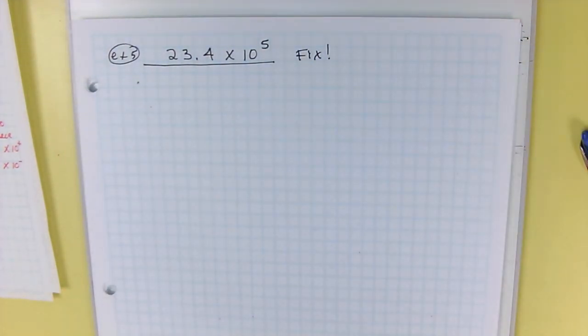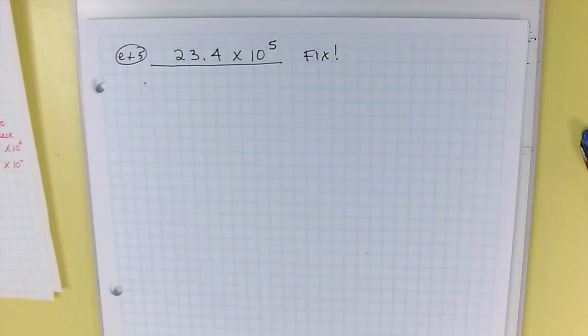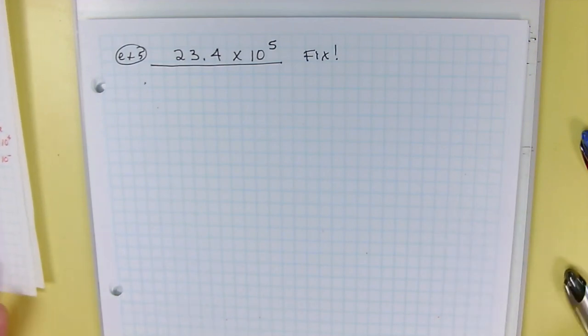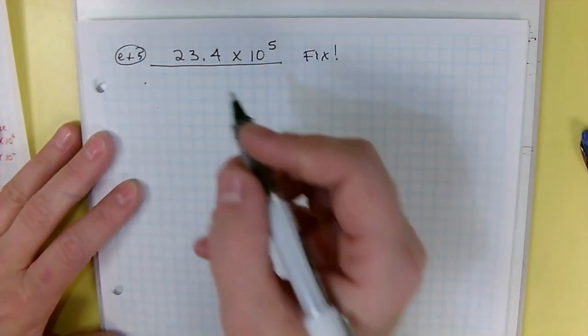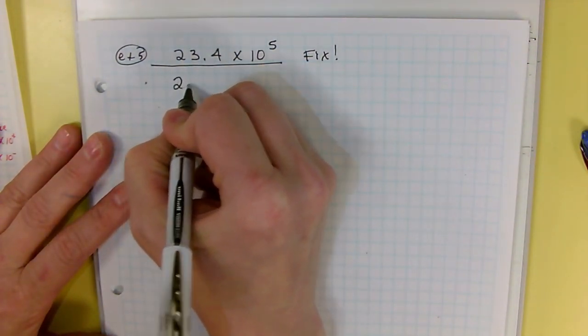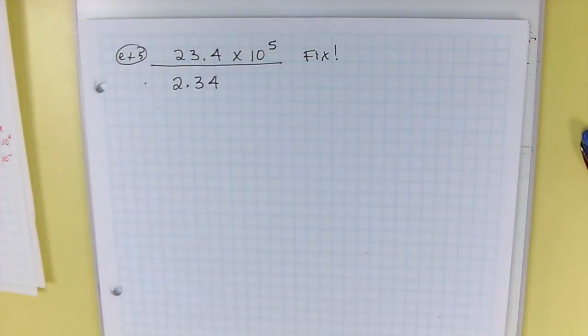Many of the math processes we're going to do with scientific notation, you will have to fix the format at the end, even if you use a calculator. You'll have to fix it. So how do we fix it? Well, like just what we did. My decimal needs to be between the 2 and the 3. That way it's between 1 and 10.